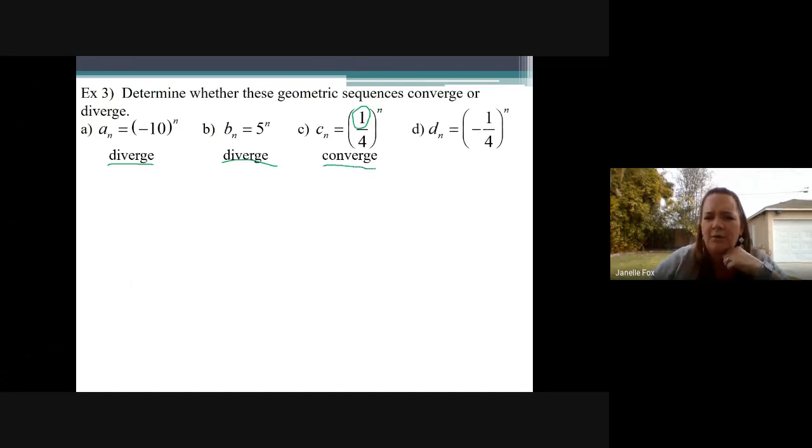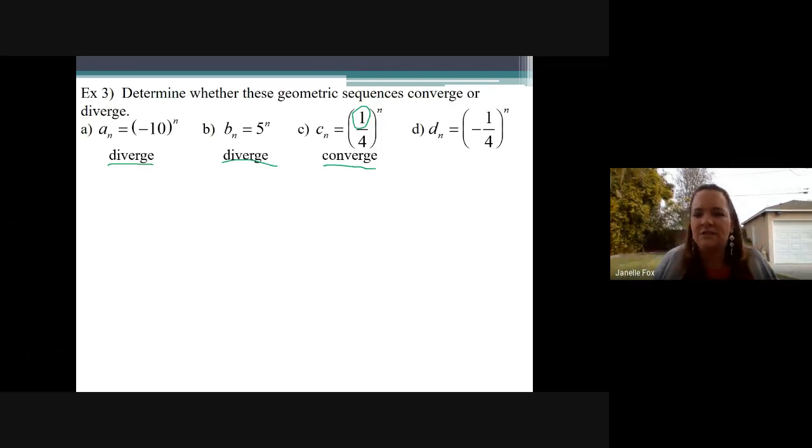Let's do one more example. D sub n says that we're going to do negative 1/4 to the n. Let me think about this. The first term would be negative 1/4. Then you would have positive 1/16. Then you would have negative 1/64. What's happening to these numbers? I feel like they're still getting smaller, but one's positive, one's negative.